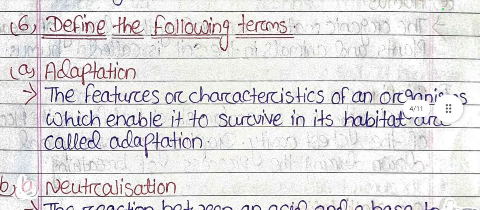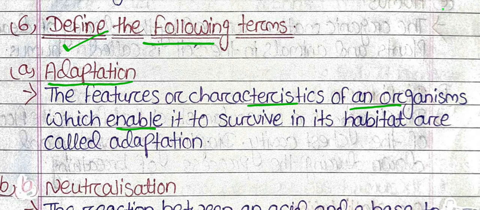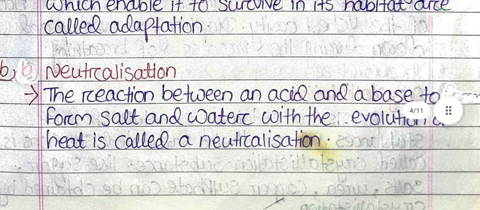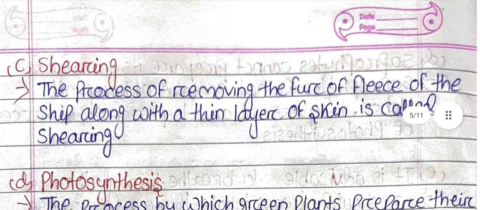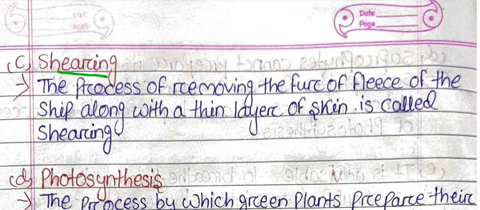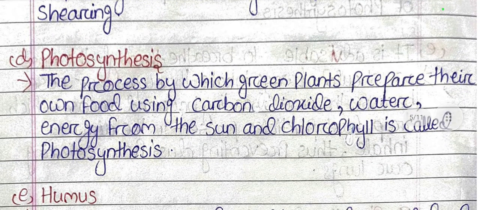So the next question is: define the following terms. First is adaptation. The features or characteristics of an organism which enable it to survive in its habitat are called adaptation. Then neutralization. The reaction between an acid and a base to form salt and water with the evolution of heat is called neutralization. The next is shearing. The process of removing the fur or fleece of the sheep along with a thin layer of skin is called shearing.